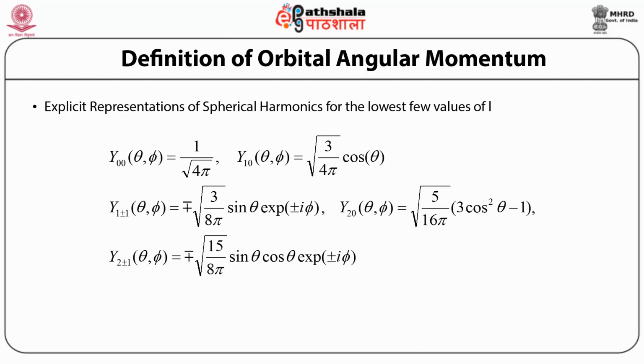Y20 of theta phi is equal to square root of 5 by 16 pi into (3 cos square theta minus 1). Y2 plus minus 1 of theta phi is equal to minus plus square root of 15 by 8 pi sin theta cos theta exponential of plus minus i phi. Y2 plus minus 2 of theta phi is equal to square root of 15 by 32 pi sin square theta exponential of plus minus 2i phi.